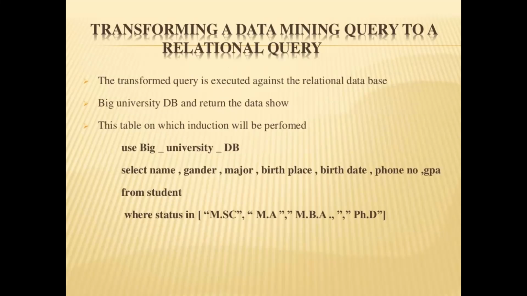Transforming a data mining query to a relational query. The transformed query is executed against the relational database, Big University DB, and returns the data shown in this table on which induction will be performed. Use Big University DB, select name, gender, major, birthplace, birth date, phone number, GPA from student where status in MSc, MA, MBA, and PhD.